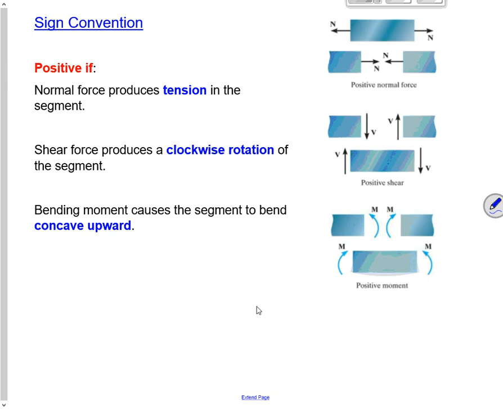Now there's a sign convention for all these loadings, and it depends on whether I'm looking at the left-hand side or the right-hand side of where I sectioned it. And so if the normal force produces a tension, then it's positive. If the shear force produces a clockwise rotation of the segment I'm looking at, then it's positive. If the bending moment causes the segment to bend concave up, then it's positive. Yeah, that's very confusing.